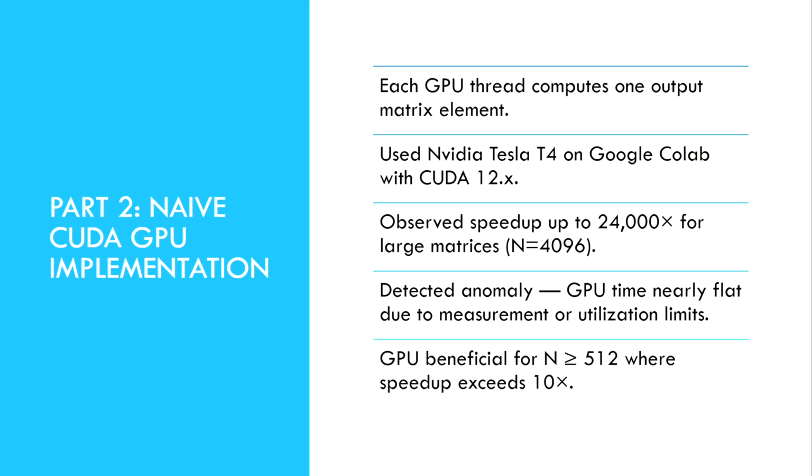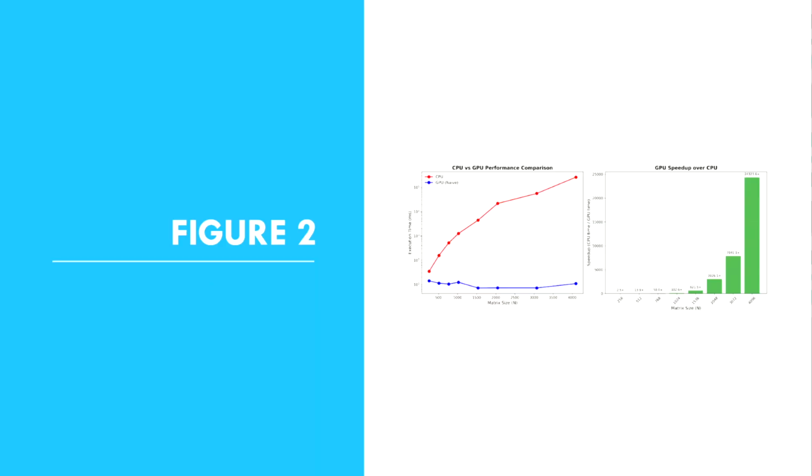We detected an anomaly. The GPU time was nearly flat due to measurement or utilization limits. The GPU was beneficial for n greater than 512, where the speedup exceeded nearly 10 times. Figure 2 shows the comparative performance between the CPU and the naive GPU.